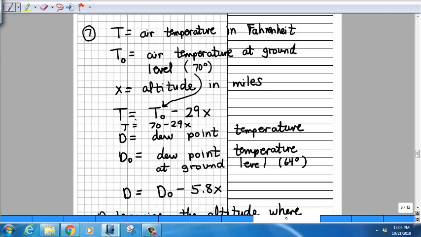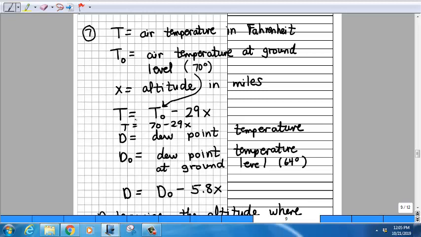So there's the formula you can use to predict or determine what the air temperature is going to be at a particular altitude. In this formula, x represents altitude, measured in this case in miles. Of course, what sort of formula is that? That's linear. The slope here is minus 29. This is the ground temperature, 70. That's the y-intercept of this linear function, because that is the temperature when x is 0.